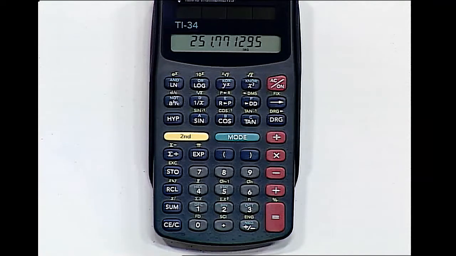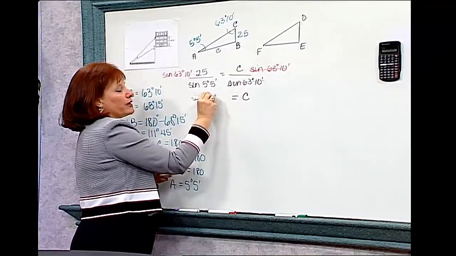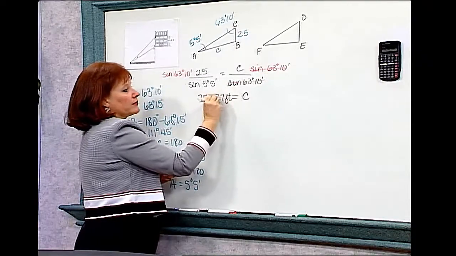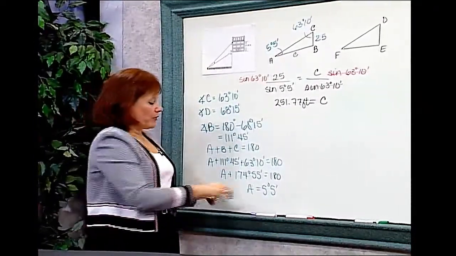I get 251.77 for c. c is equal to 251.77 feet. Once I know that, I can go ahead and solve the remainder of my problem.